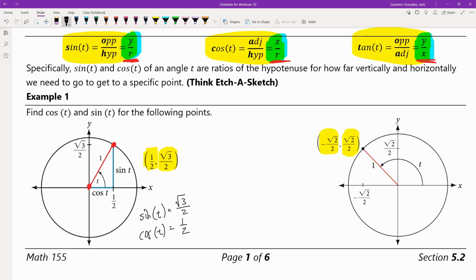Over here, same idea. Sine of t would be the y, so it's going to be square root of 2 over 2. And the cosine of t is going to be the negative root 2 over 2. We are done.